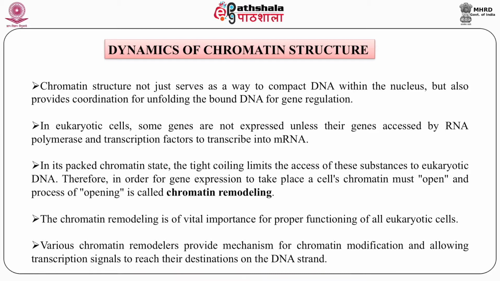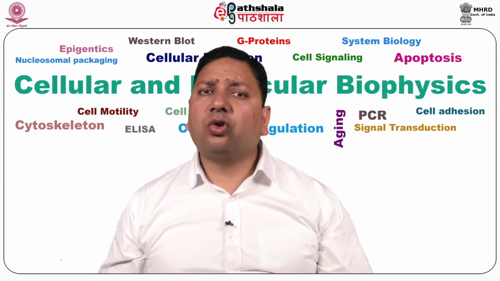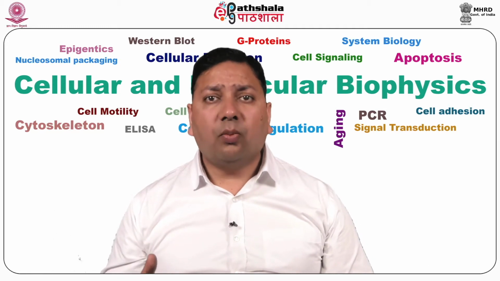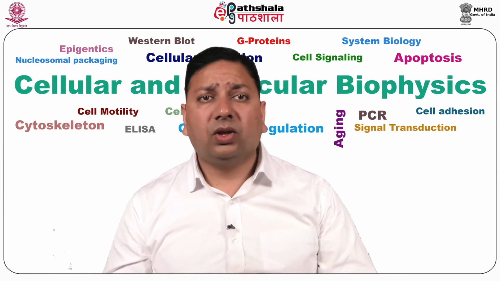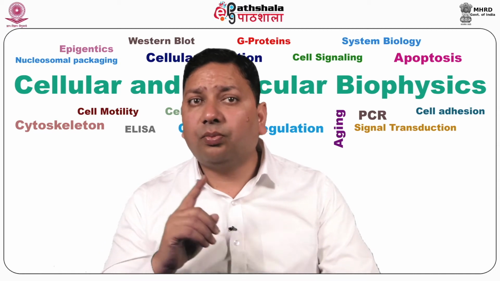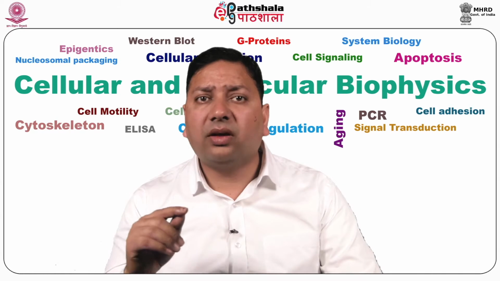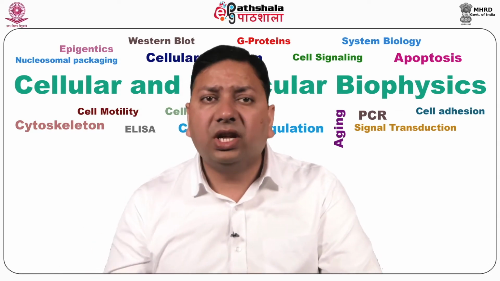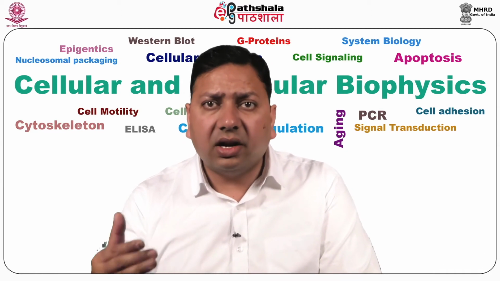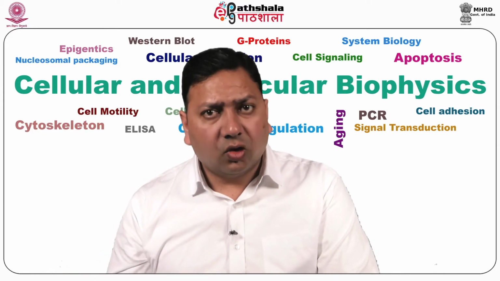Chromatin remodeling is of vital importance for the proper functioning of all eukaryotic cells. Various chromatin remodelers provide mechanisms for chromatin modification, allowing transcription signals to reach their destination on the DNA strands. Investigations of chromatin remodelers reveal they are large multi-protein complexes that utilize the energy of ATP hydrolysis to assemble and reform nucleosomes. Recall that a nucleosome wraps 146 base pairs of DNA in approximately 1.7 turns around a histone octamer disk, and the DNA inside each nucleosome is generally inaccessible to DNA binding factors. Remodelers are therefore vital to provide access to the underlying DNA to enable transcription, DNA repair, chromatin assembly, and other processes.